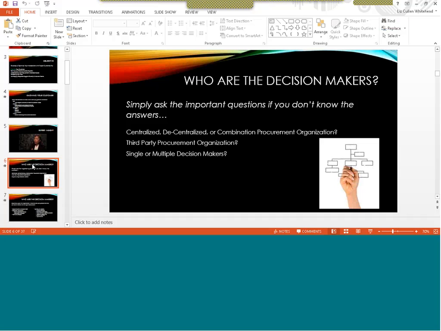Is there a third-party procurement organization? This would be a company like Avendra that might actually do the procurement and the supply chain management for that company. And are there single or multiple decision makers? Once you talk to one person, are you going to have to move on up the chain to the next person before you can start the process?